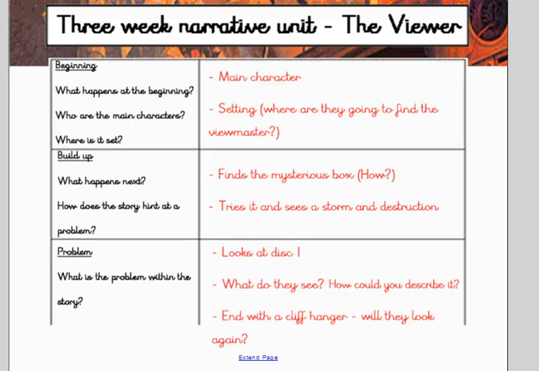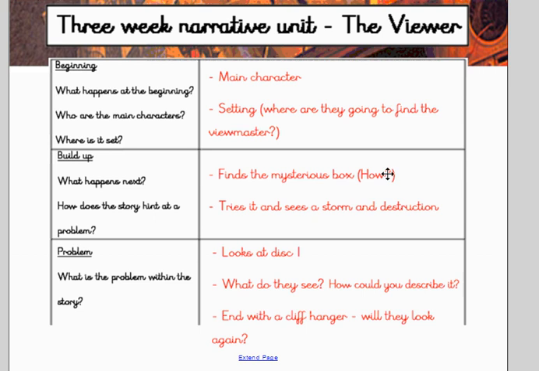So, I want you to think about these things today. I want you to think about your main character. And like I said, who are they? Why are they going to be looking for something and stumble across or find the Viewmaster? And the setting, where are they going to find it? So it's not going to be the city dump. We're going to think about some ideas in a moment about where that might be.